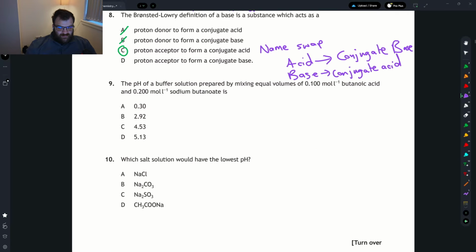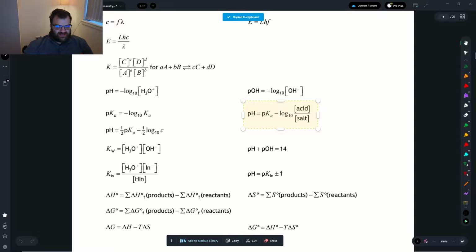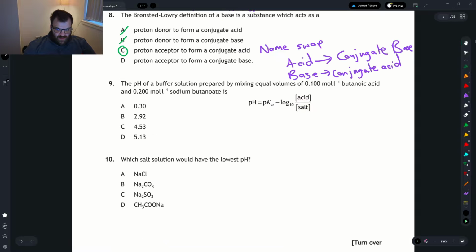Next one, we're asked to calculate the pH of a buffer solution. We're going to go to the data booklet. So the buffer solution is pKa minus log to the base 10 of our acid over our salt. Our acid is butanoic acid, so let's find the pKa of that.